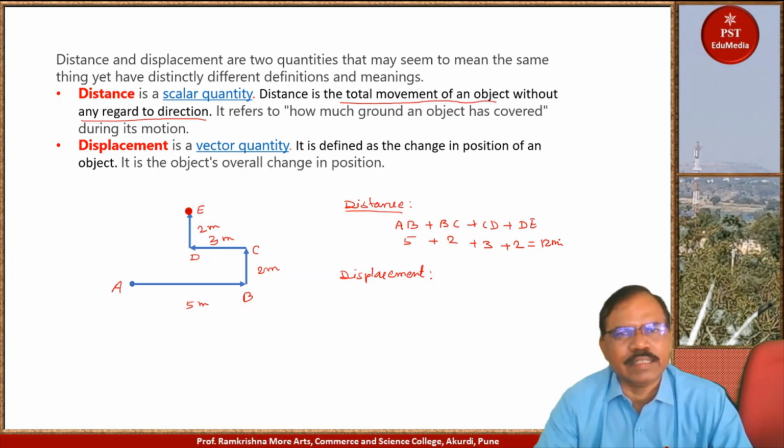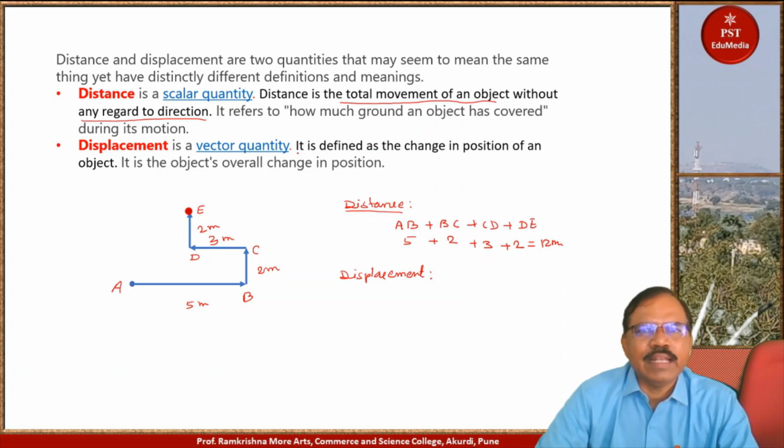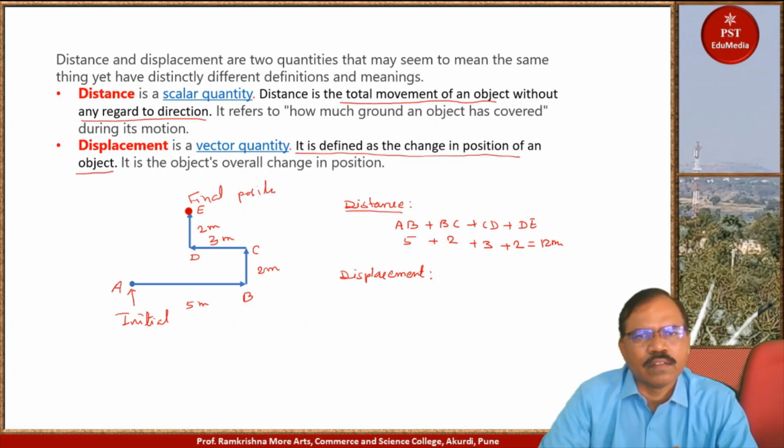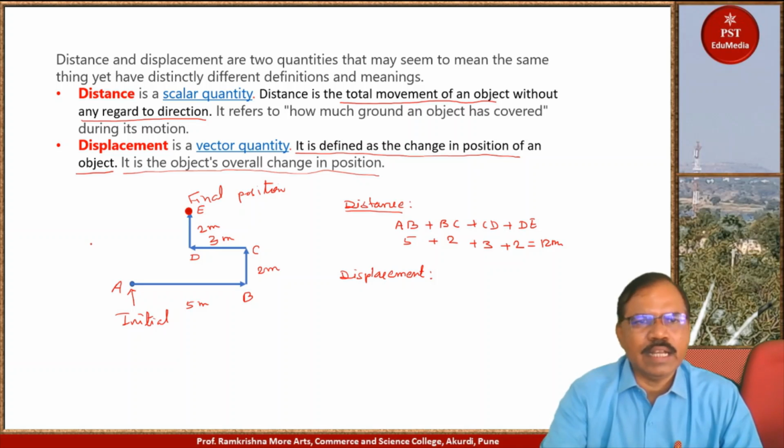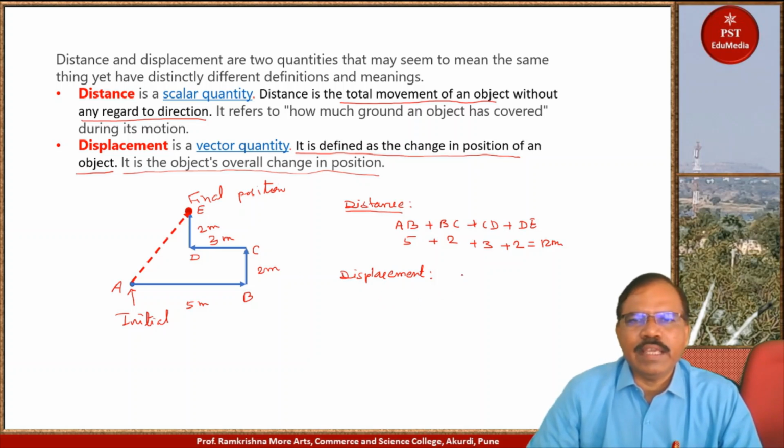What is displacement? It is defined as the change in position of an object. So what is the initial position? This one, A, is the initial position. And this E is the final position. And displacement is the object's overall change in position. So it goes from A to E. So join that, A to E. So AE is the displacement.